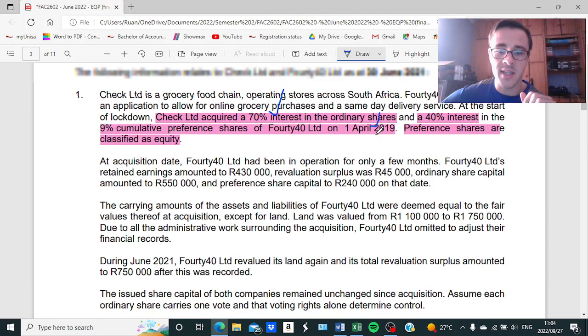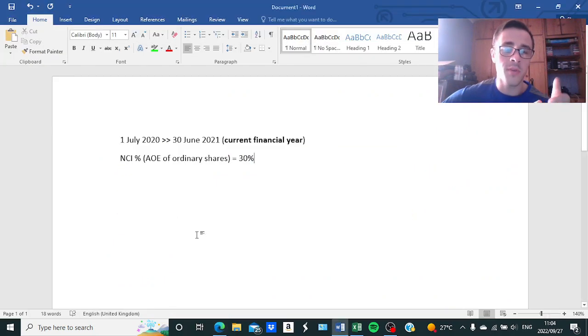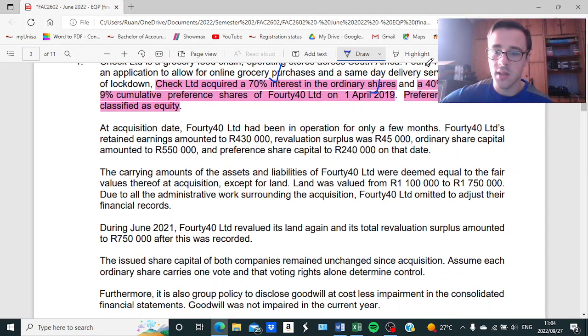More specifically the previous financial year, because the previous financial year would have been from the 1st of July, 2 years back. The previous year started on the 1st of July 2019 and the 1st of April was before that. But the point of the matter is that the 1st of April is not in the current year, so therefore the date of acquisition is in a previous period. We continue as usual.